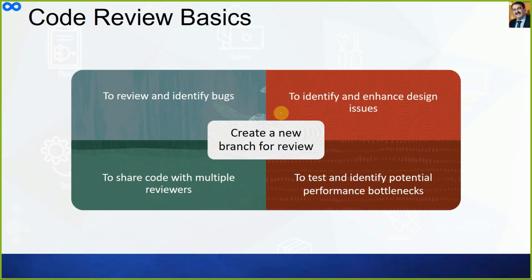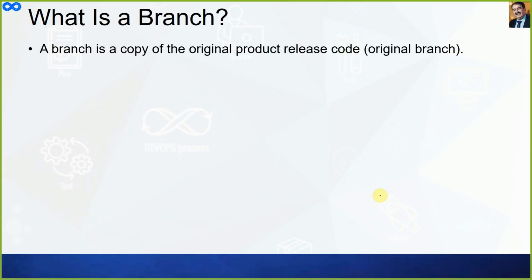Code review basics. Create a new branch for review, to review and identify bugs, to identify and enhance design issues, or to share code with multiple reviewers, or to test and identify potential performance bottlenecks. This is what we need to do when we are creating new code, when you're starting programming. Let's understand the definition with those basic details, the basic understanding of what happens exactly behind the scenes.